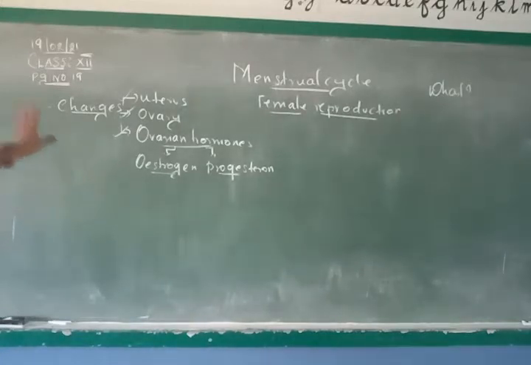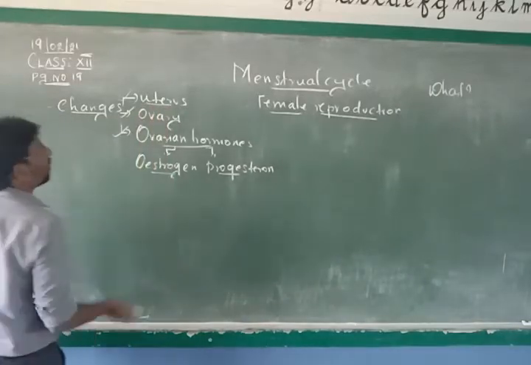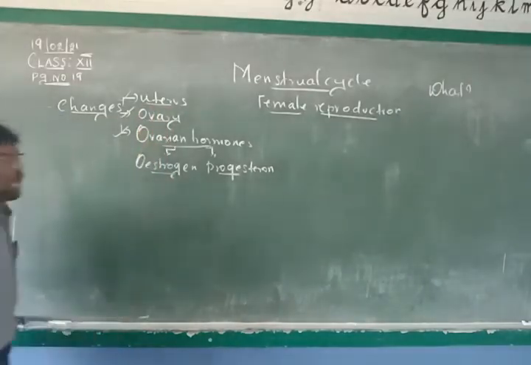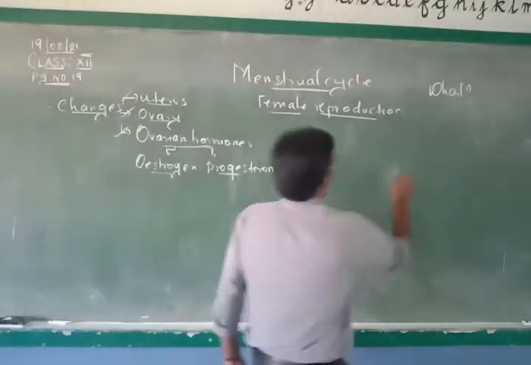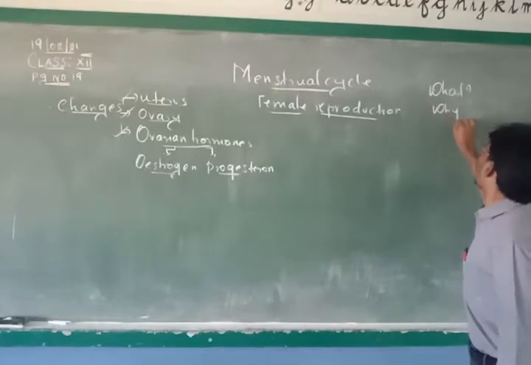A menstrual cycle is nothing but the change that takes place in the uterus, the change that takes place in the ovary, and the change that takes place in the estrogen and progesterone. Clear? Right. So now, second question, why is this menstrual cycle taking place?